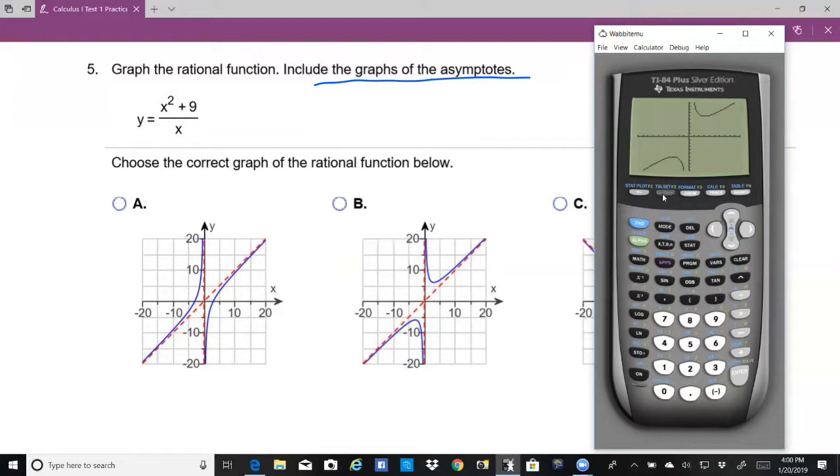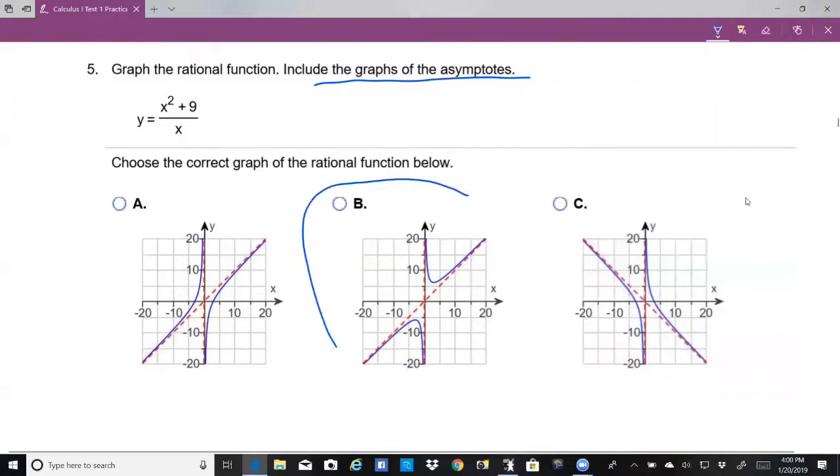If you wanted to adjust the window to exactly what you see on the answer, go to minus 20 to plus 20 for the window for x min and x max. Go to minus 20 to plus 20 for our y min and y max, and then graph it. Still the same graph, just covering more range here. And it's obviously answer B.